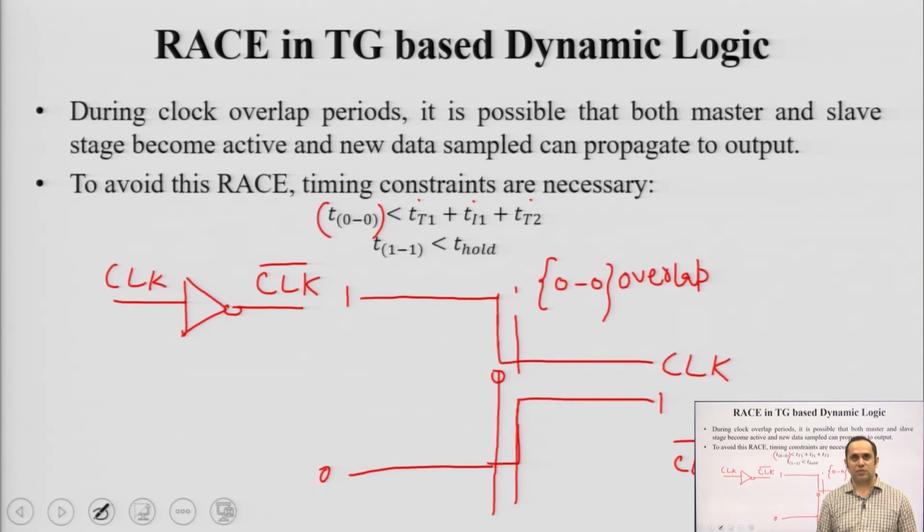If you remember, hold time was the time for which the signal input should be valid when the clock has triggered. The input should be held for that time. So if these constraints are satisfied, the problem of overlap can be countered. But that is something which is a major design constraint.